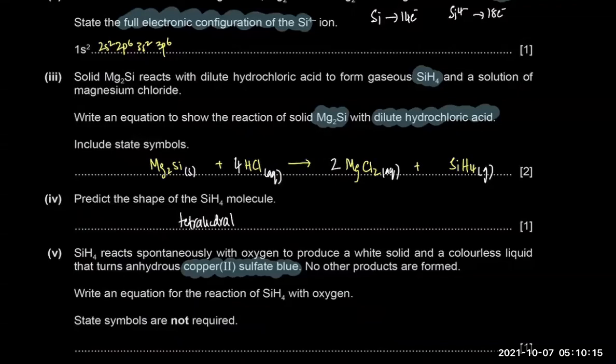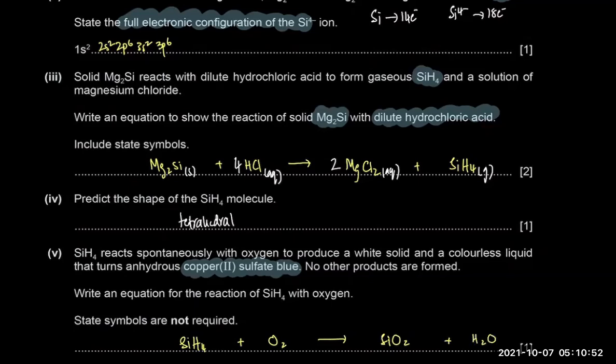Okay, now this is a very silly question. Aap ye batao ke, jo copper sulfate ka blue solution hota hai, it's hydrated copper sulfate. To kya cheez anhydrous ko hydrated banati hai? Pani. Water. Or white solid, kaun sa ban raha hoga? Silicon dioxide, right? SiO2. So what we have is SiH4 reacts with oxygen to produce silicon dioxide and water. That's what they were trying to say here.